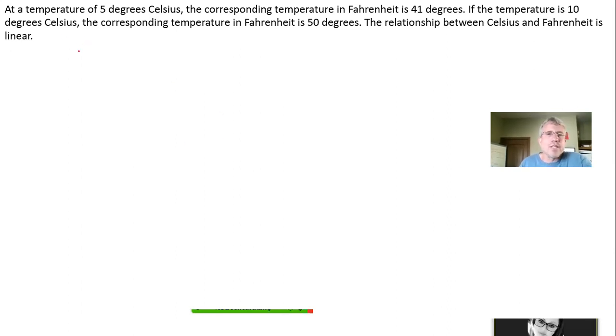Yes. Okay, so when you're reading a sentence, it's expected that you recognize when you're being fed ordered pairs. If I'm reading this sentence and it says at a temperature of 5 degrees Celsius, the corresponding temperature in Fahrenheit is 41 degrees. If the temperature is 10 degrees Celsius, the corresponding temperature in Fahrenheit is 50 degrees. It's expected, coming out of a pre-calc class, that you recognize you've just been fed 2 ordered pairs.